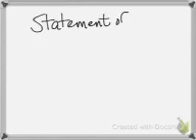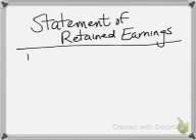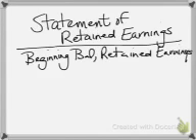The statement of retained earnings summarizes the change in the retained earnings balance for the company. So we begin with the beginning balance of retained earnings. If it's a brand new company, the beginning balance is 0 because there are no earnings from prior periods. But if it's the second or future years of the company, the ending balance from the prior year becomes the beginning balance for the current year.